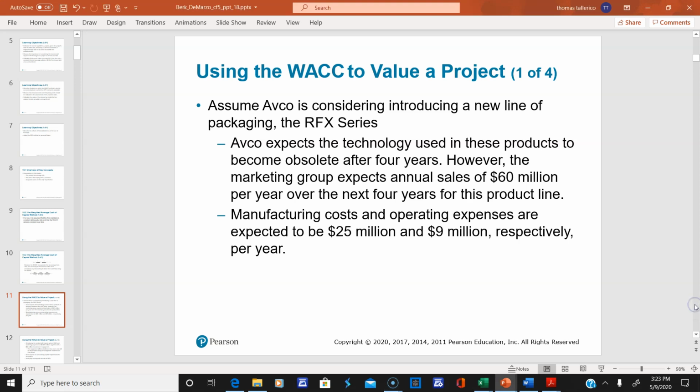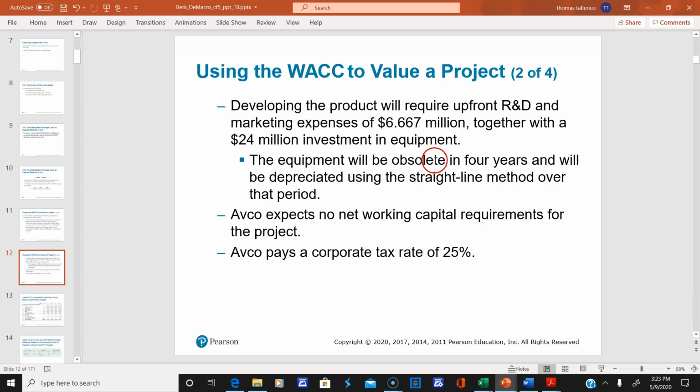Developing the product is going to require R&D, and these are the expenses for R&D, together with a $24 million initial investment in equipment. The equipment is going to be obsolete in 4 years and will be depreciated using the straight line method of depreciation. They don't expect any net working capital for the project, and here's their corporate tax rate.